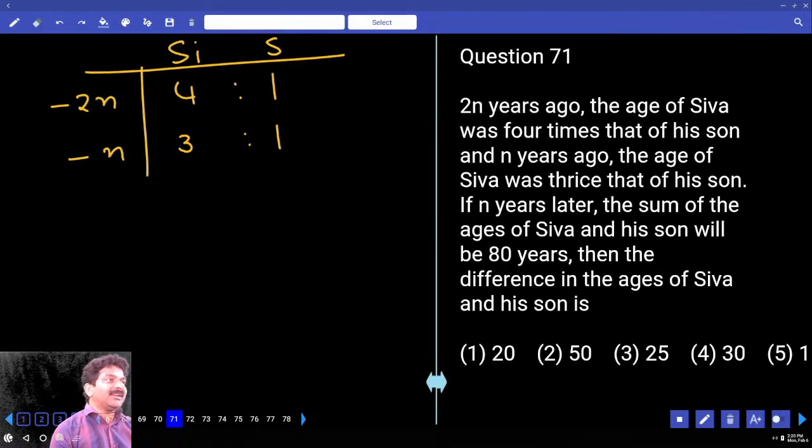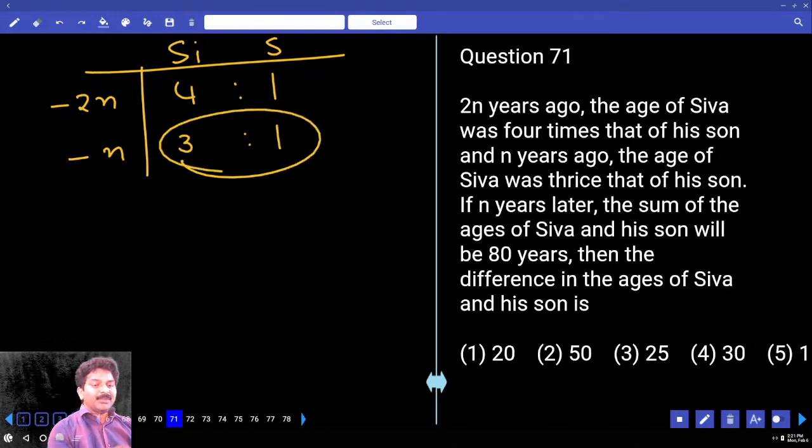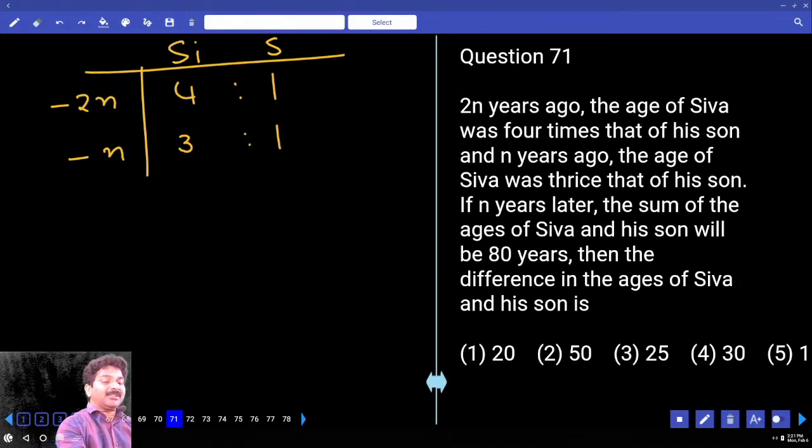Take the difference of the ratios and then cross multiply. What is the difference here? 3. That means the second ratio must be multiplied by 3. What is the second ratio difference? 2. That means the first ratio should be multiplied by 2. 4:1 multiplied by 2 gives 8:2. 3:1 multiplied by 3.